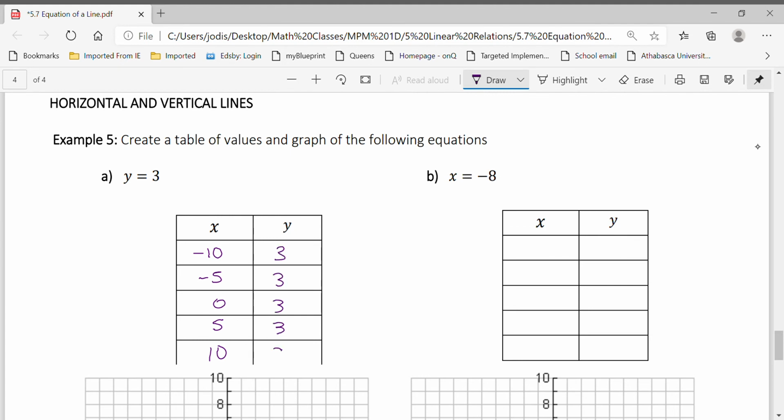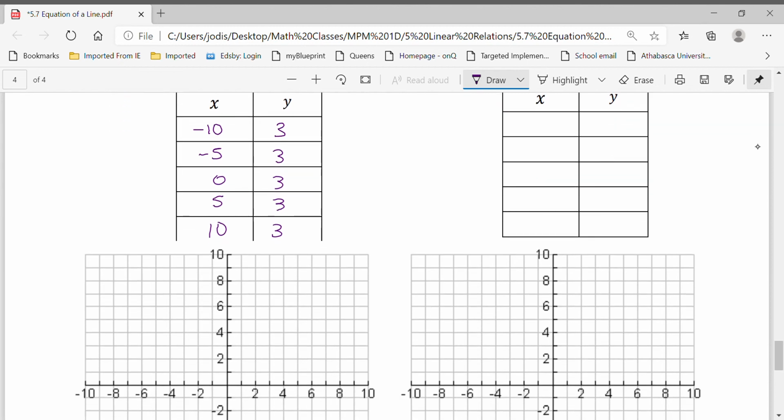Y always equals 3. So if we were to plot our points here, when x is negative 10, y is 3. When x is negative 5, y is 3. When x is 0, y is 3. When x is 5, y is 3. And when x is 10, y is 3. If you notice, when we have an equation that says y equals just a number, we get a horizontal line.